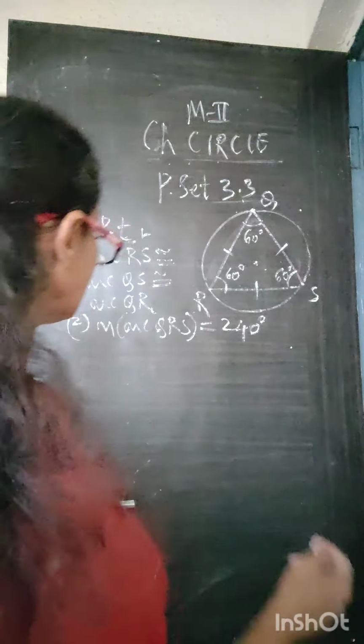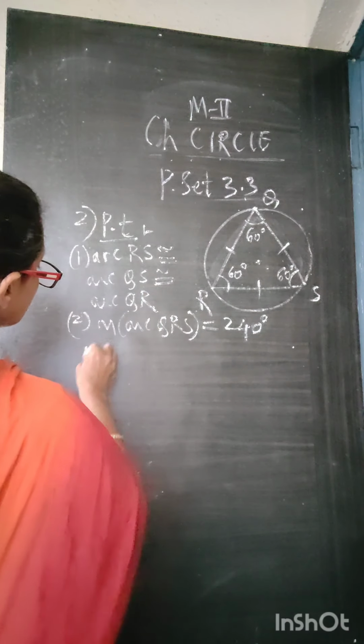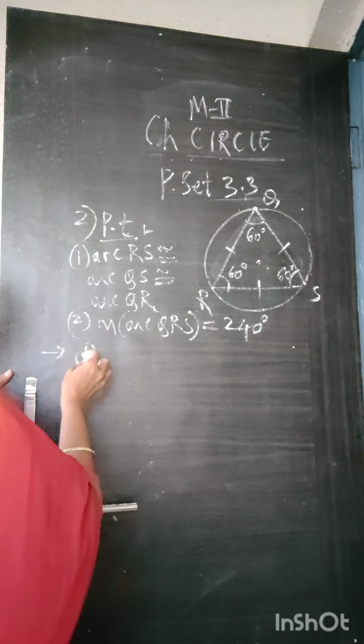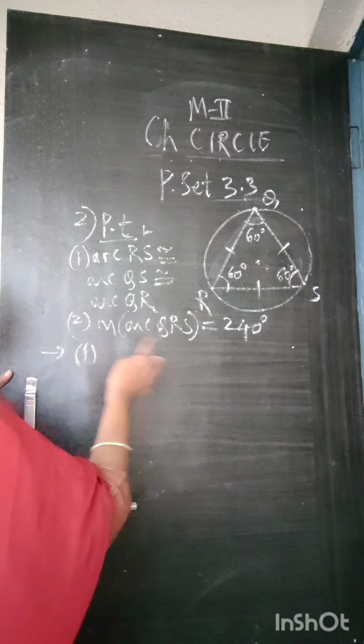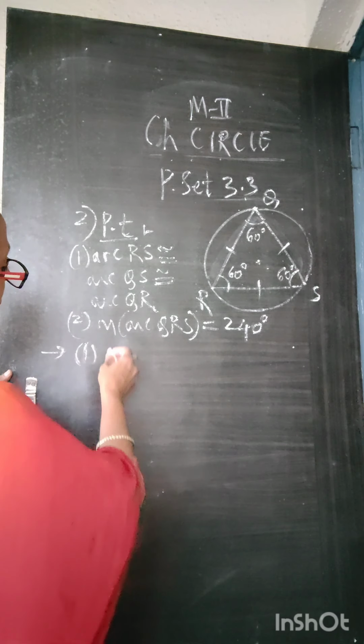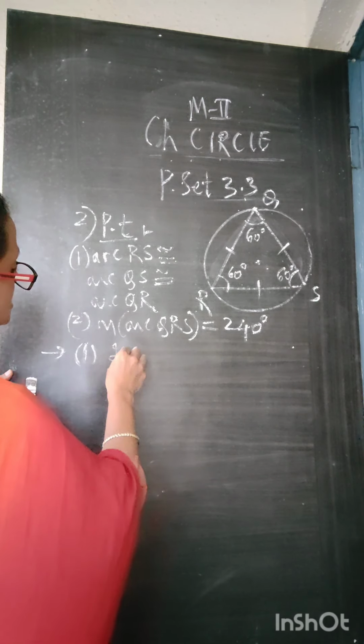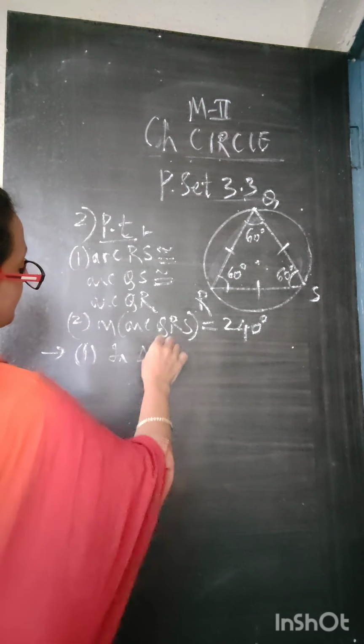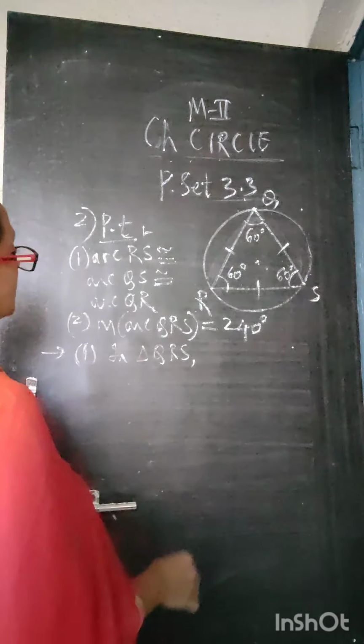Since we have discussed it, let us quickly write it down also. For the first part, what is the answer? For the first part, let us write the answer. What will we write down? In triangle QRS, what do we have?